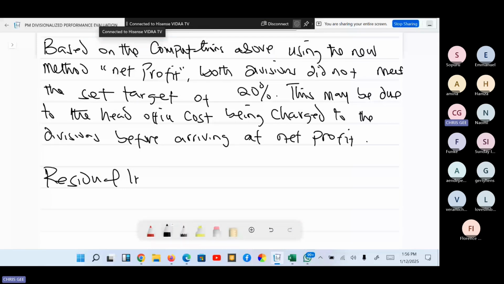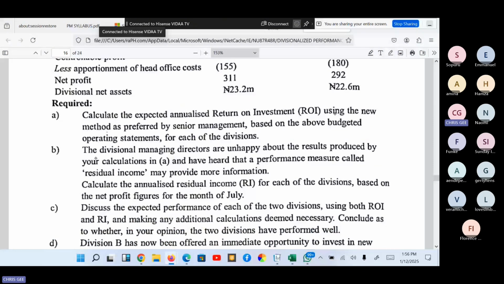Now let's look at the requirements so we don't derail. The first one says calculate the expected annualized return on investment. We have done that, which is the A part. The B part says divisional manager and director are happy about the result produced by your calculation in A, and I've heard that a performance measure called residual income may provide more information. Calculate annualized residual income for each division based on the net profit figure for July, right? So we are doing the B part now.